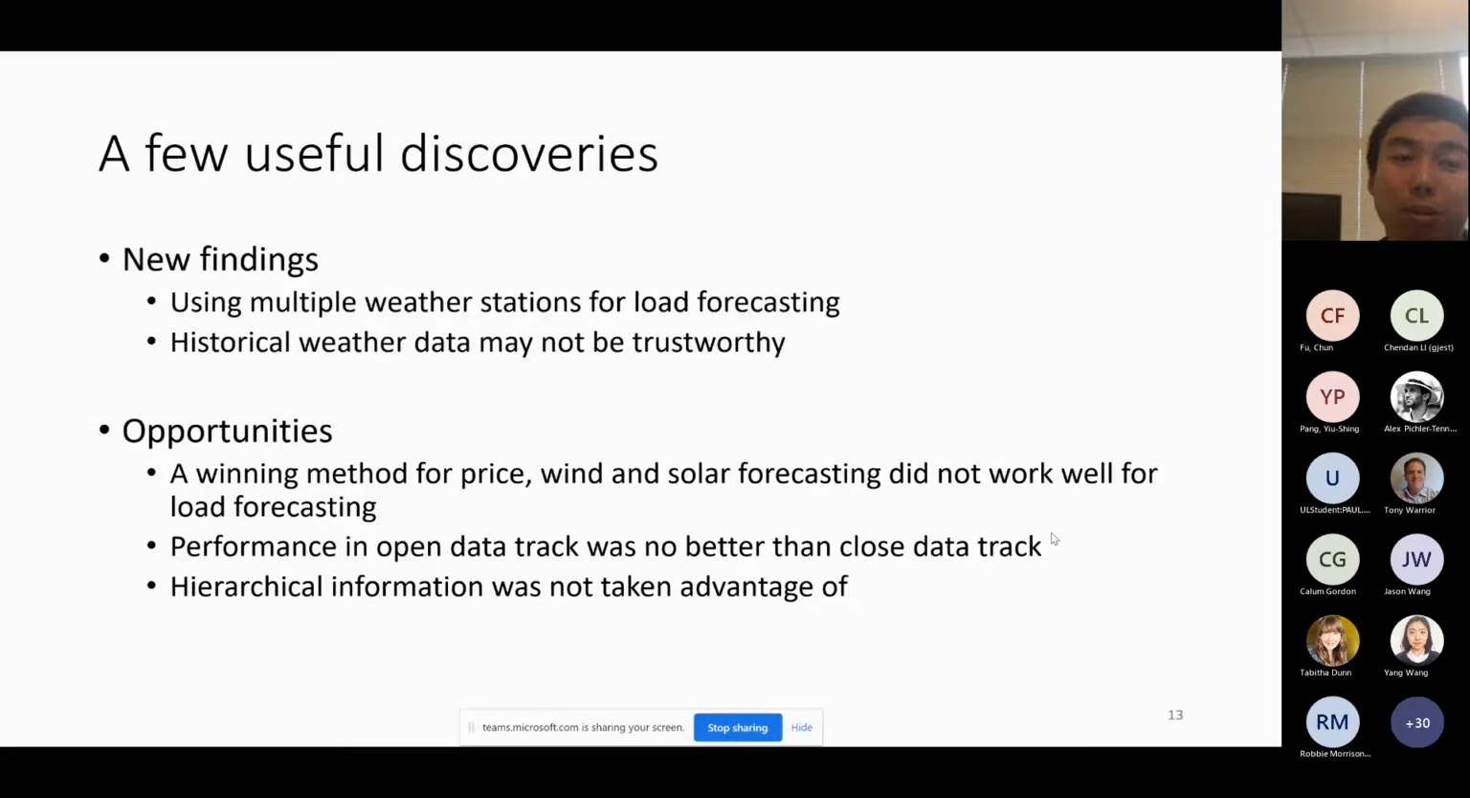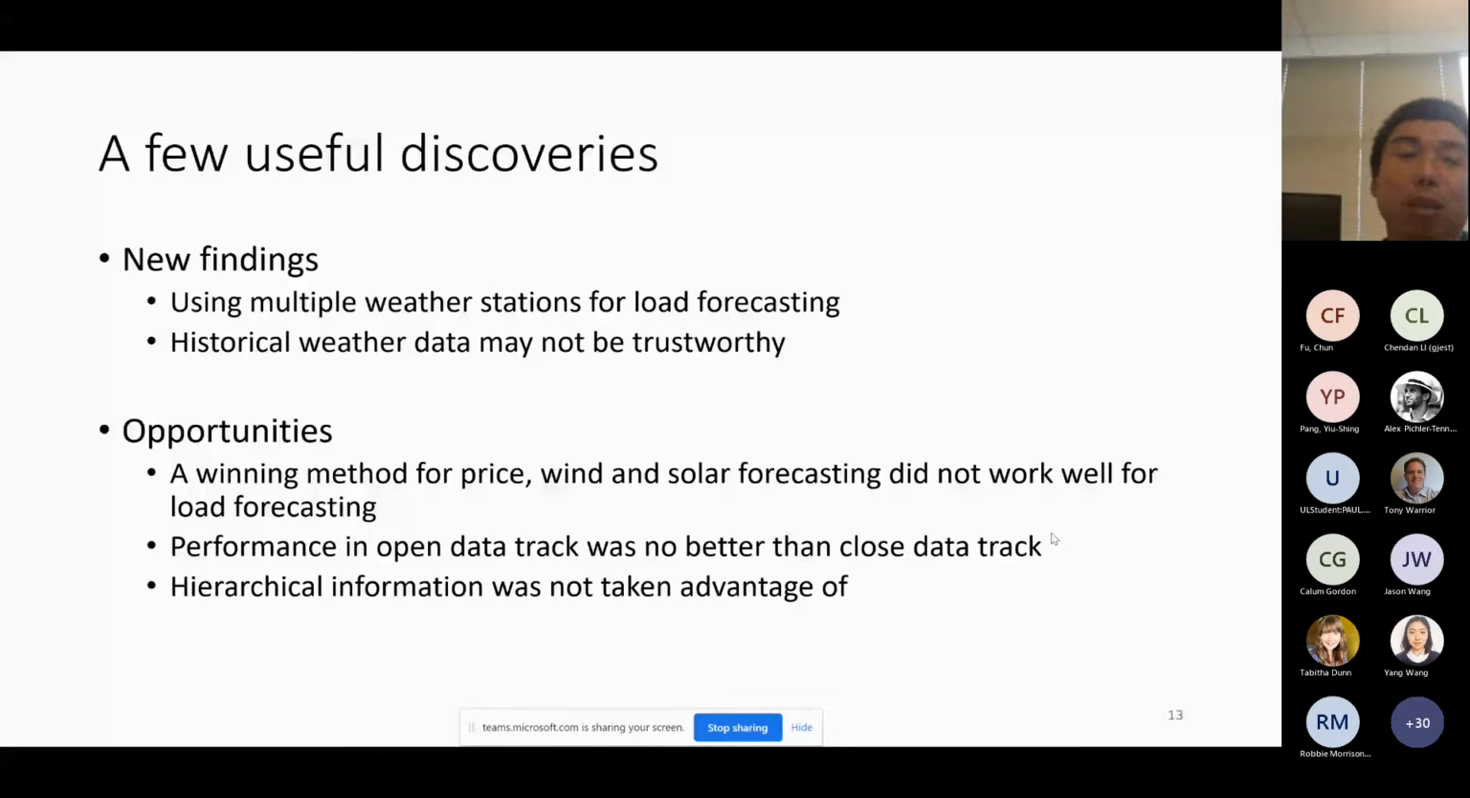So when we say historical weather data may not be trustworthy, that means sometimes there are malfunctions in weather stations, and these weather service providers may fix the weather data in a certain way, but that fix is not good enough to achieve very accurate, say, load forecasts. Later on, my research group invented some very clever way of fixing weather data that helped further improve the load forecast accuracy.